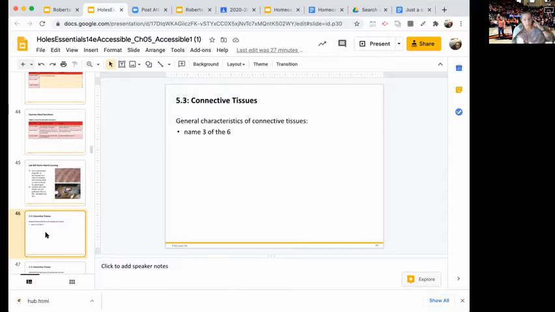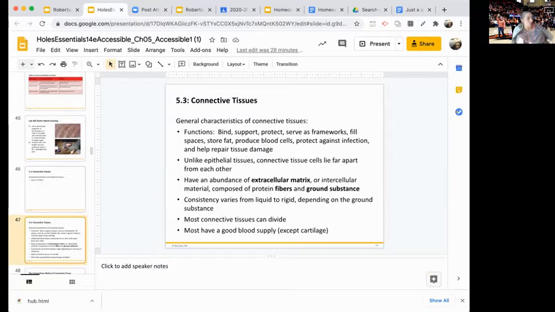All right, so today though, before we do our Kahoot, we're going to do one more learning target, which is to talk about connective tissue. Because connective tissue is the most interesting, but it's also the most complicated because they're all so different. So just make sure that you know at least 3 of these 6 characteristics. Their function is to bind, support, protect, serve as frameworks, store fat. I mean, they're all over the place because they're pretty much a catch-all for all the other types of tissue that doesn't belong in the other 3 groups.